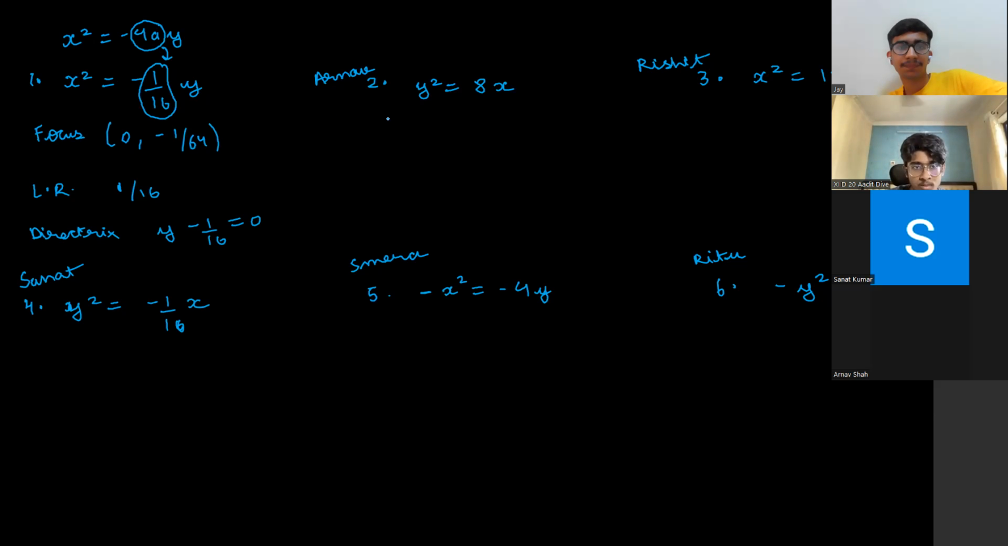Yes, Arnav? So it is 2, 0. Then 8. All right. X plus 2 equals 0. Okay, what about the axis? Axis is y equals 0. Okay, and great.